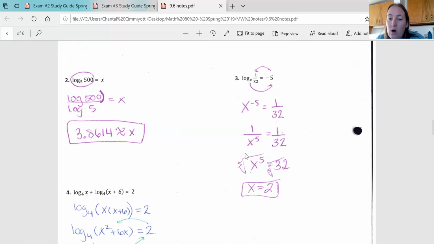You can then either cross multiply and get x to the 5th equals 32, or you can realize that the numerators are the same, so for the fractions to be equal, the denominators should be the same too. For example, 1/32 has to equal 1/32, so x to the 5th has to be 32. To get rid of the 5th power, we take the 5th root. We get 2.